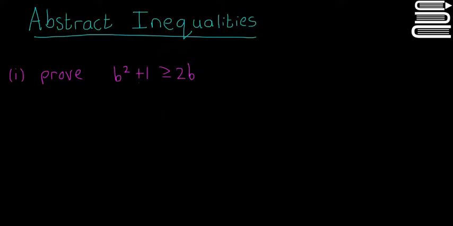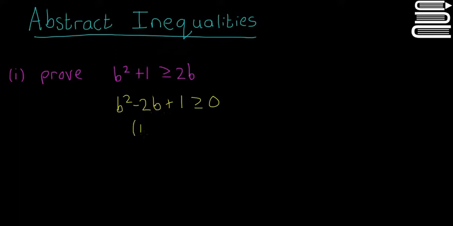So the first thing we have is b squared plus 1 is greater than or equal to 2b. How are we going to prove that? So first thing, we're going to move everything over to the left-hand side. So we're going to have b squared minus 2b plus 1 is greater than or equal to 0, because it's easier to prove that things are greater than or equal to 0 than that they're greater than or equal to another number.